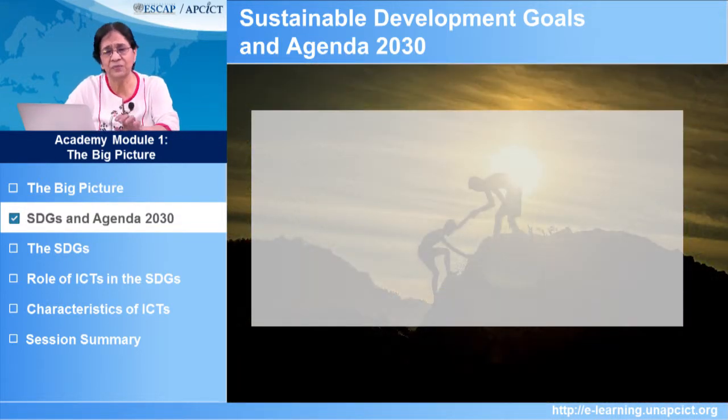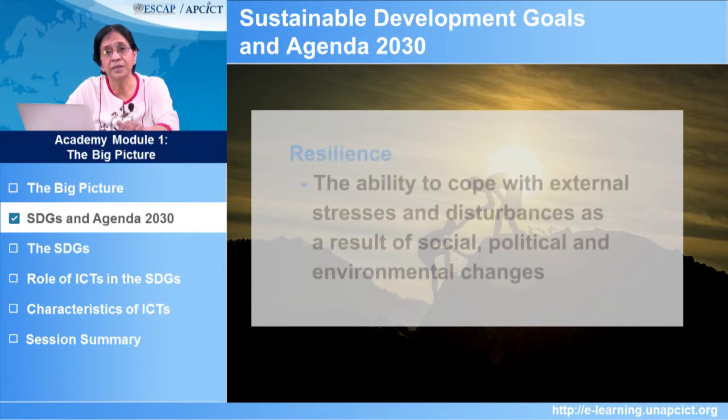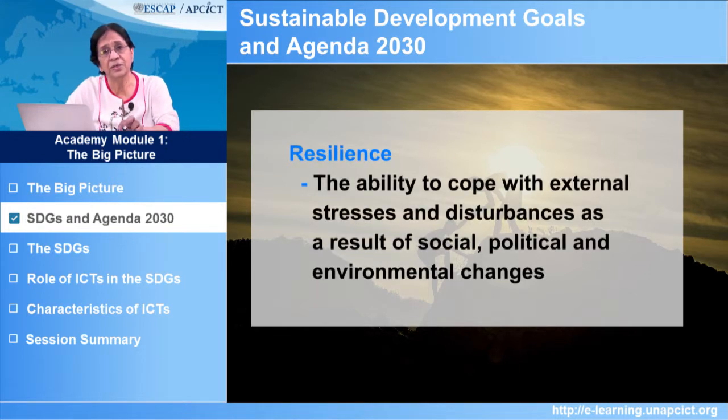The second principle, which is embedded in all the goals, is the concept of resilience. Resilience essentially is the ability of groups and communities to cope with external stresses and disturbances as a result of social, political, and environmental change. In other words, the resilience of a community can be seen in how well it bounces back and normalcy returns, as after, for example, an earthquake, cyclones and floods, or even other kinds of human disasters such as war and conflicts. That is resilience, the ability to cope and to recover from disaster.